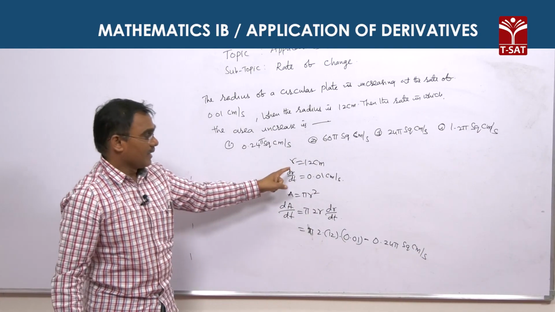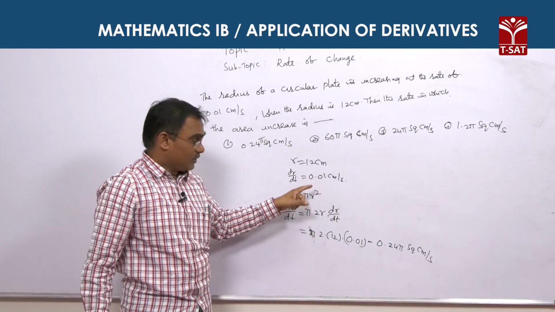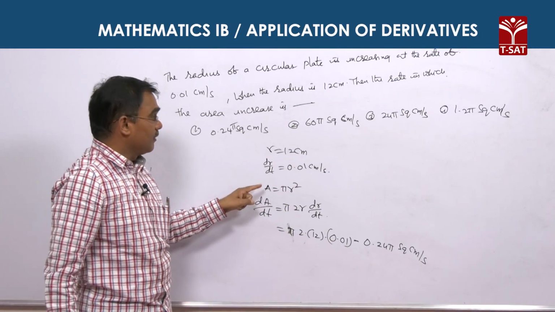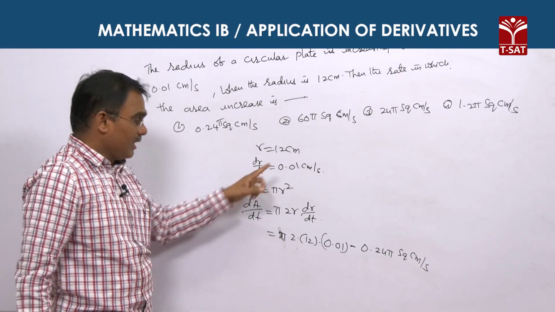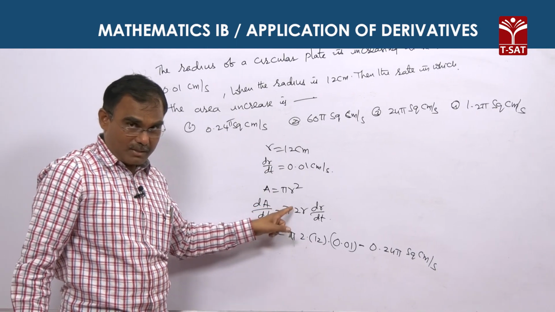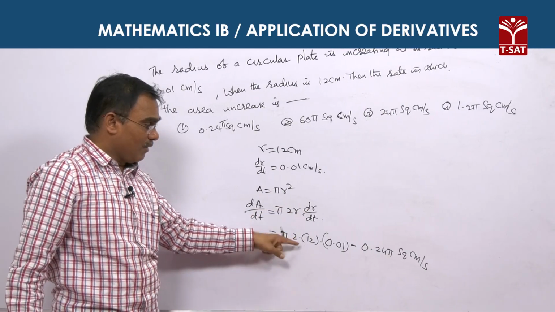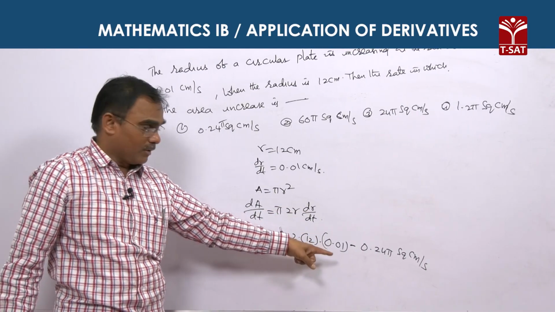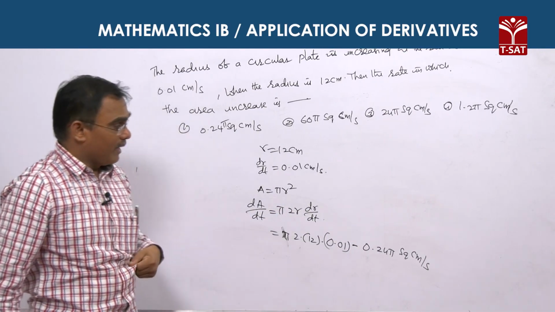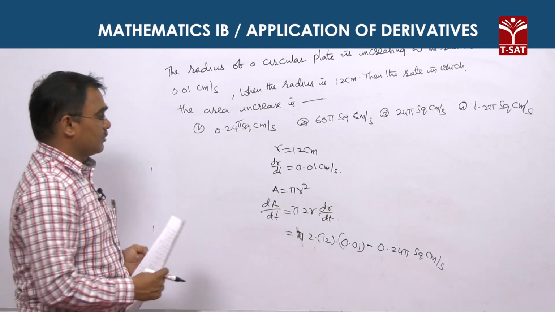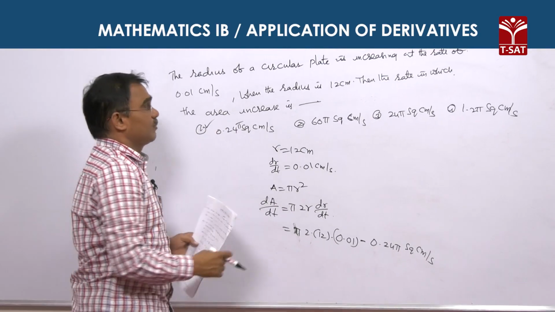What is given? Radius is given, rate of change in radius is given. Find the rate of change in the area of the circular plate. A is equal to pi r square. The rate of change dA by dt is equal to this. Substitute all the values r, pi, dr by dt 0.01 and simplify, we get 0.24 pi square centimeter per second. First response is correct.